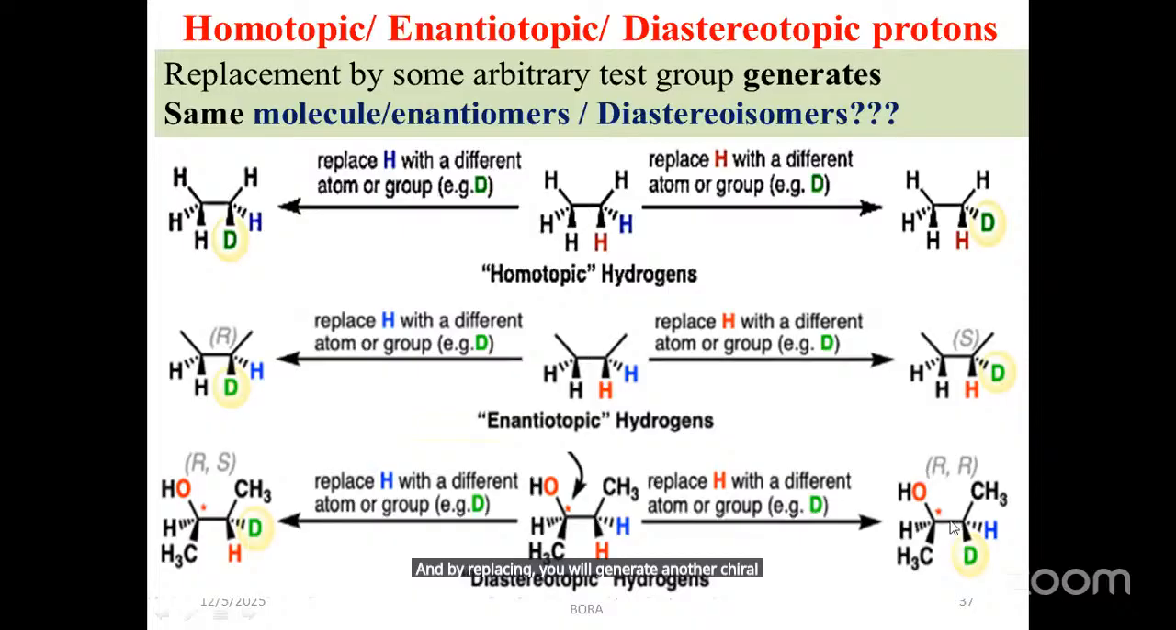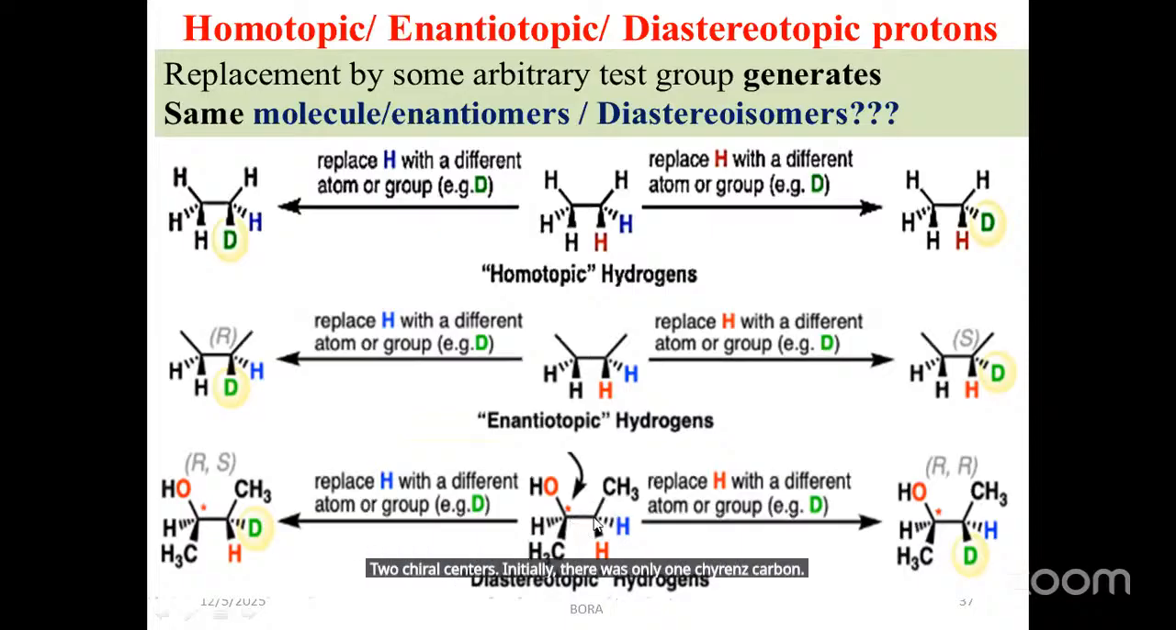You can see here, now this is also chiral, this is also chiral, and this is also chiral, and this is always chiral. At the beginning only it was chiral. So by replacing now, you are generating two chiral centers. Initially there was only one chiral carbon.